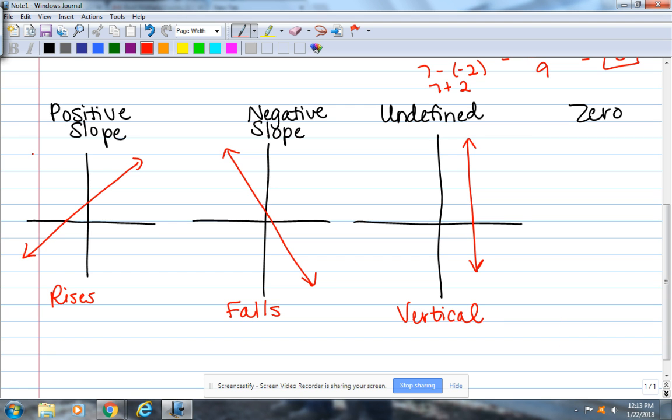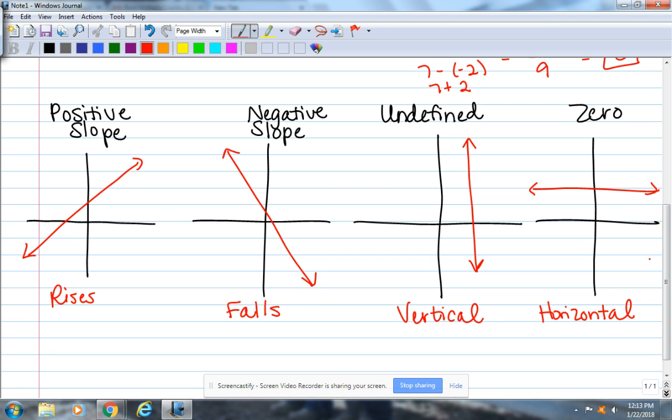And then a slope of 0 would be the opposite of that, which would be when we have a horizontal line. It goes from left to right, and it's flat, has a slope of 0. It doesn't rise, it doesn't fall, so that's what a slope of 0 does.